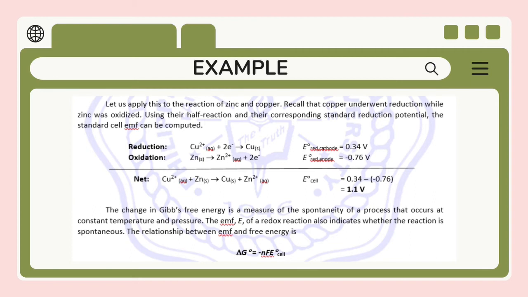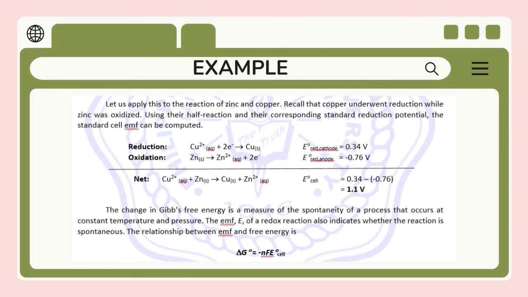So with that, our net reaction would be Cu2+ (aq) + Zn (s) produces Cu (s) + Zn2+ (aq). So E cell is equal to 0.34 minus (negative 0.76), so we have a voltage of 1.1 V.